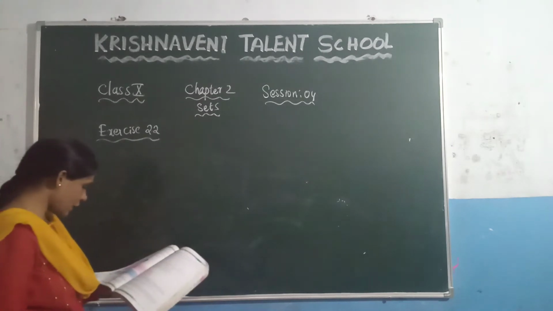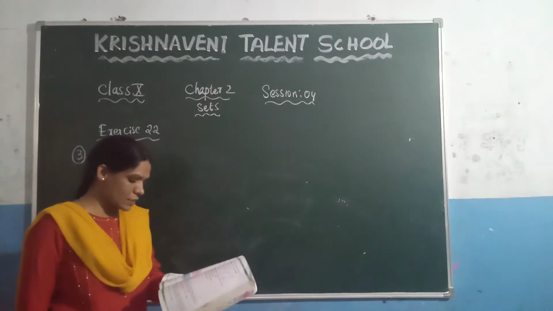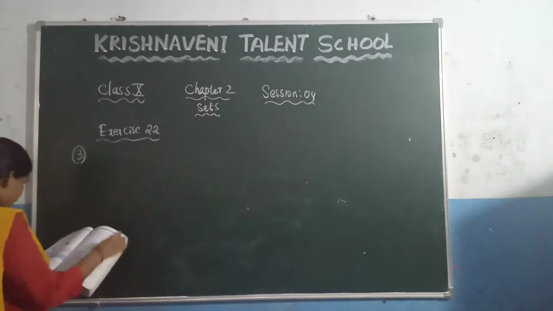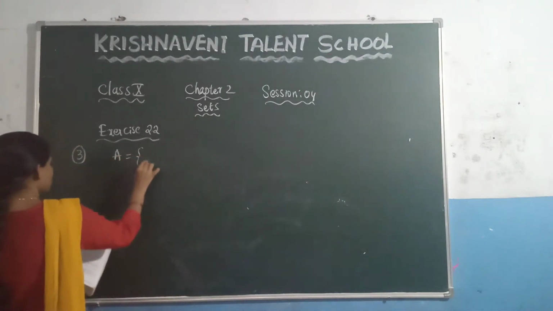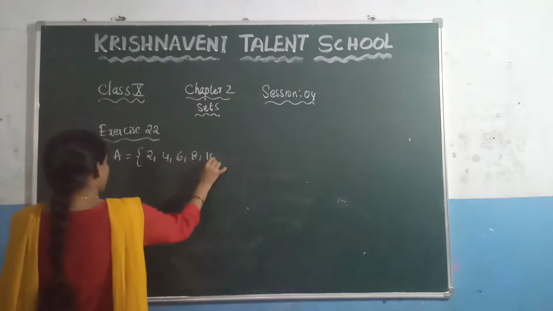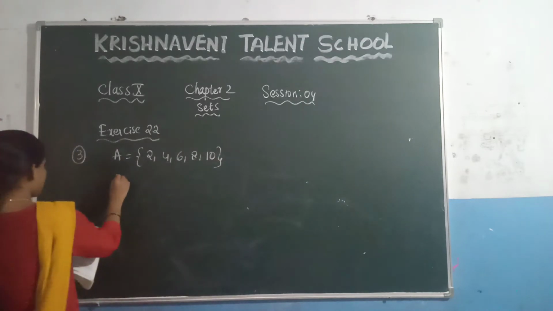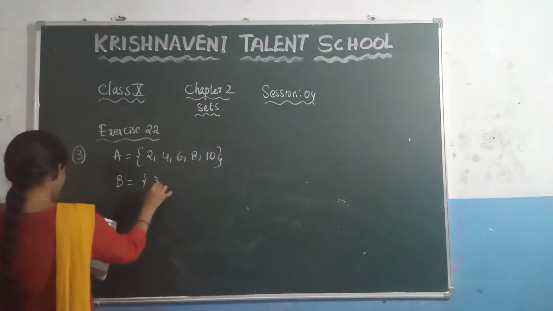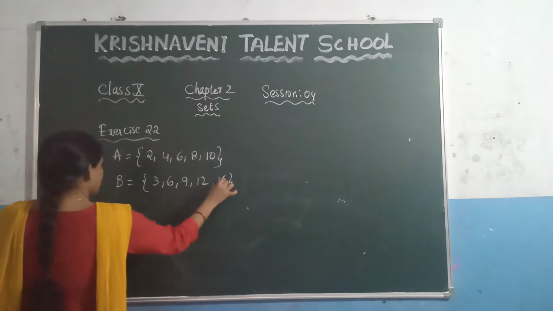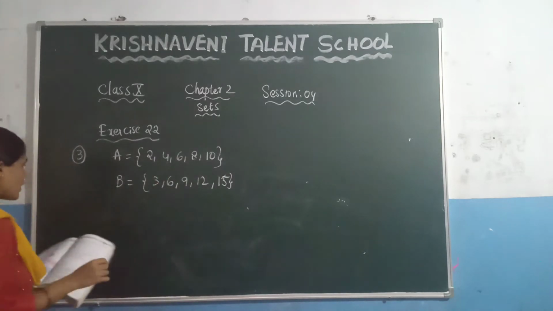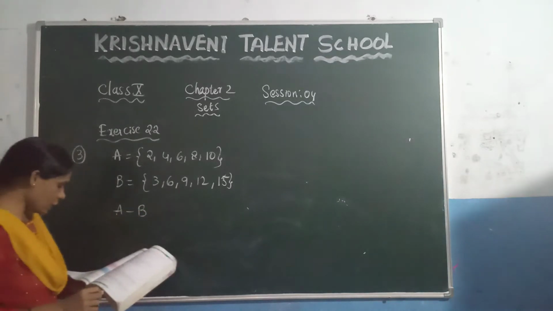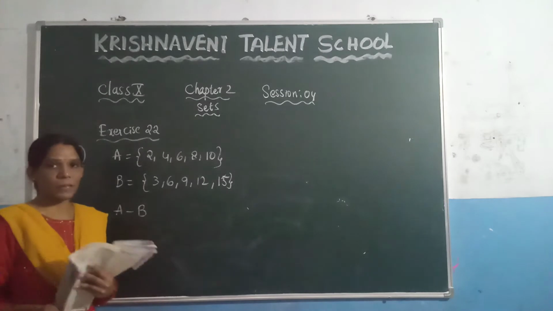The third question: they have given two sets and asked to find A minus B and B minus A. What are the sets they have given here? A is equal to {2, 4, 6, 8, 10}, and the set B is {3, 6, 9, 12, 15}. You need to find the elements that are present in A minus B, and similarly the elements that are present in B minus A.